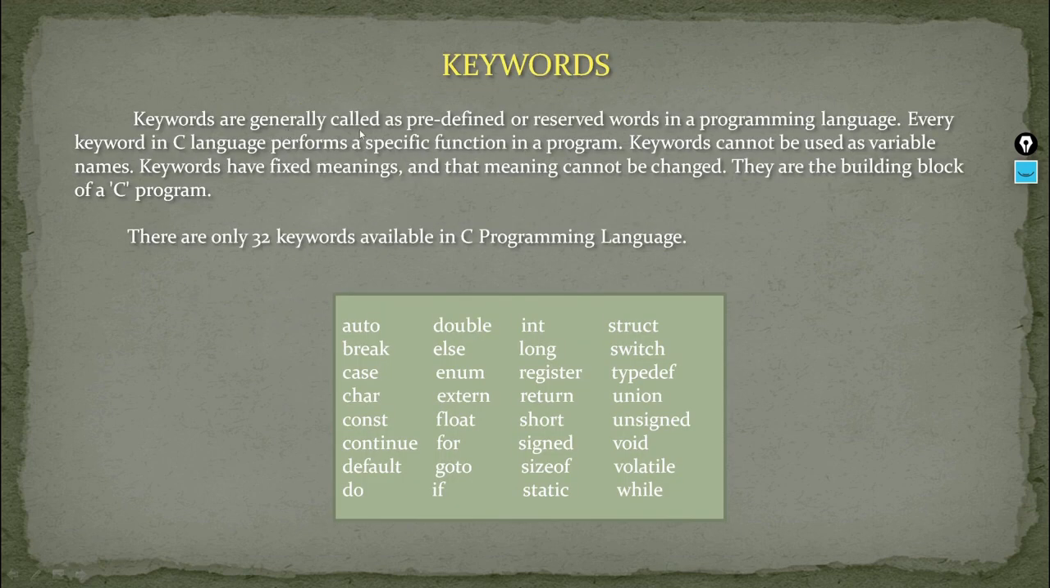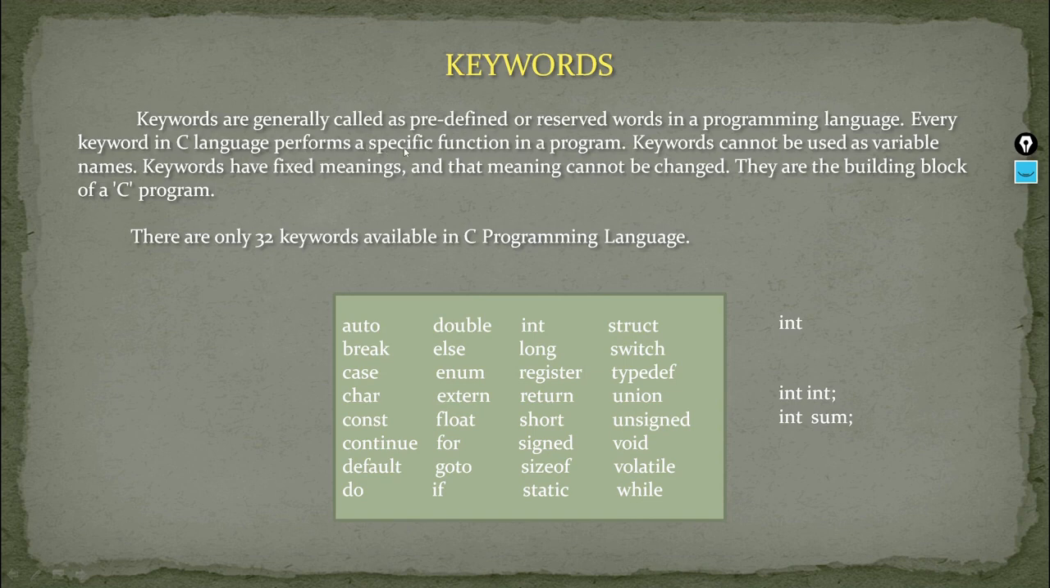Keywords. Keywords are generally called predefined or reserved words in programming language. Reserved words mean fixed words, and predefined means, suppose the printf function is used to print the output. The printf function is already predefined in the header file that has been included, stdio.h. Similarly, keywords are also predefined. Keywords in C language perform a specific function in a program. Suppose int is a keyword and it actually acts to store some integer constant.